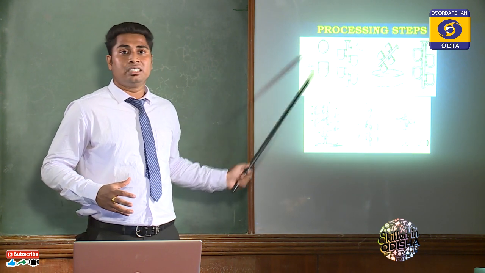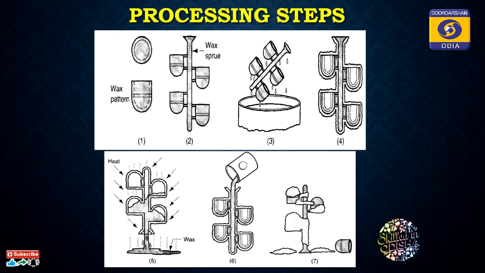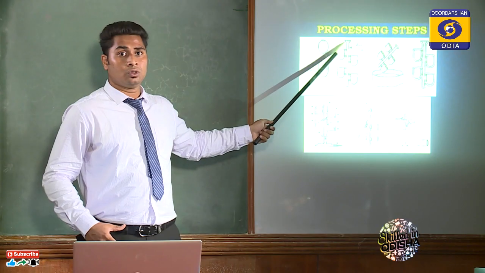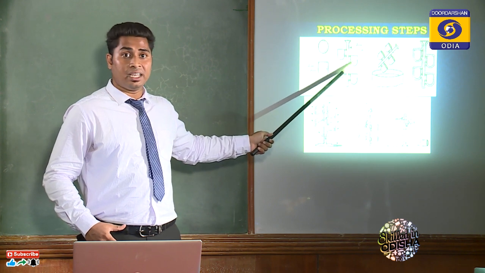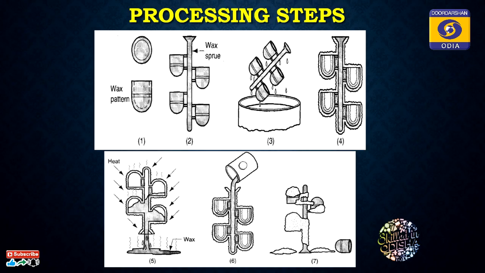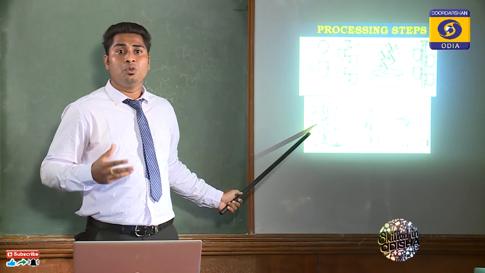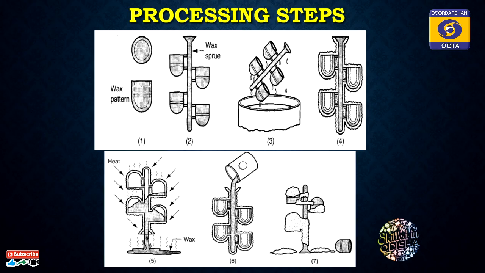Again, I am summarizing this process. First, we have to make the wax pattern. After that, the wax patterns are attached to a middle wax sprue, which will look like a tree pattern. And then the tree pattern is dipped inside a liquid refractory material for coating purpose. The coating is done 3 to 4 times to increase the thickness of the coating layer. After that, the tree pattern is inverted and heating is done to melt the wax and to settle it down. You can see here the melting of wax is going on.